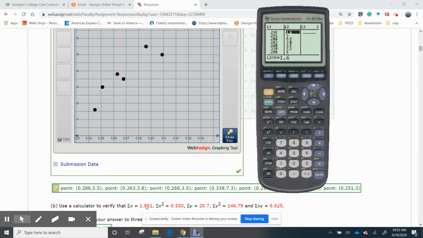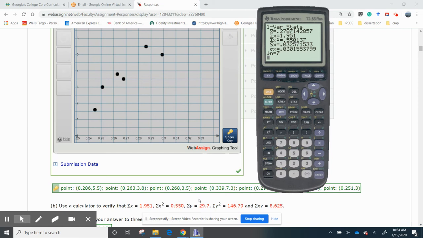So to find the summation of X and the summation of X squared, I'm going to do stats. I'm going to go to calc. I'm going to do one var stats. And for this one, I don't know if you can see it, it's this tiny L1 on my TI-83. On the 84s, you can actually put in which column it is. So I'm going to do second and 1 to call for it, and then I'm going to hit enter. So if you look right here, the summation of X is 1.951, which goes right here. And the summation of X squared is 0.500, and that goes right here.